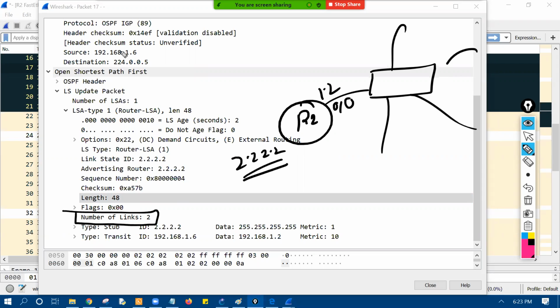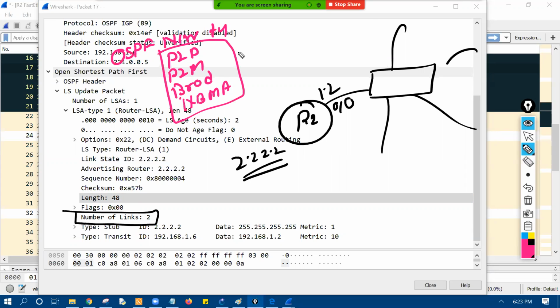So in OSPF, the network types are point-to-point, point-to-multipoint, broadcast, and non-broadcast. All these types of network contain 2 types of links: one is a stub and one is a transit. Transit means the network from where I can forward the data plane traffic. But this is my stub network, that's my loopback network.